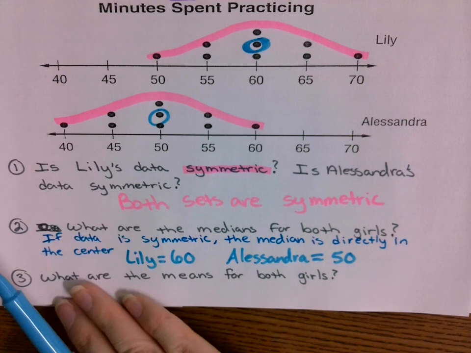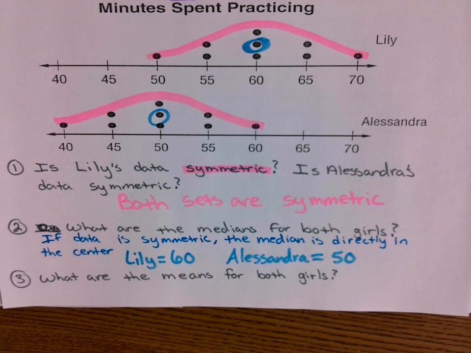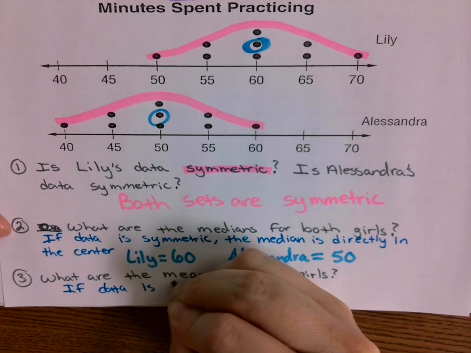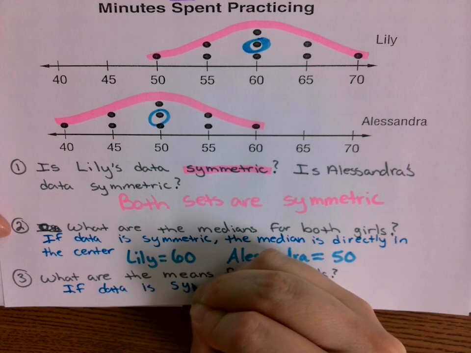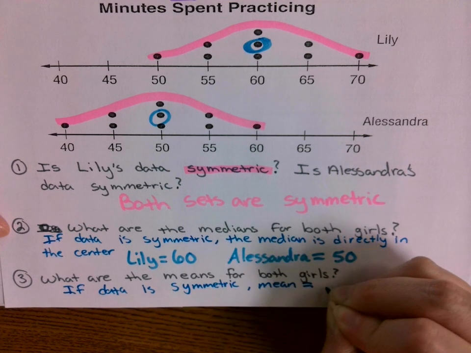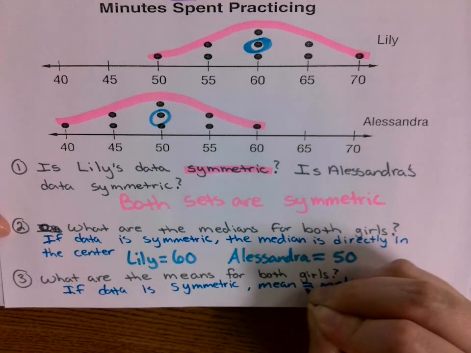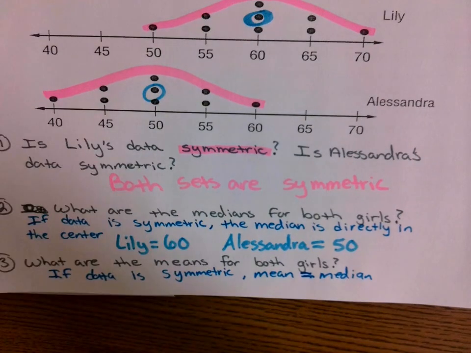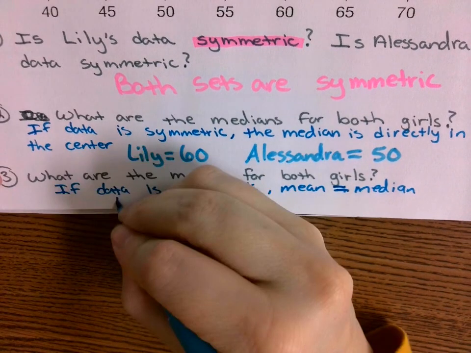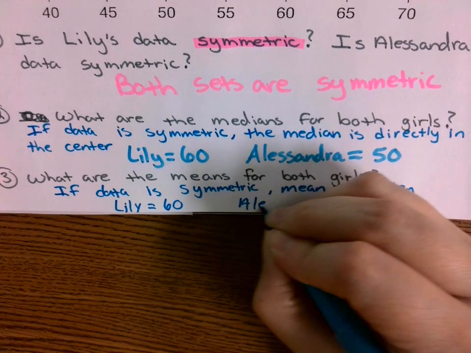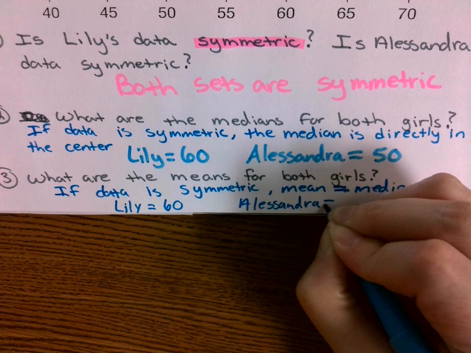Because of the symmetry, the mean and the median are equal. Write that down so that you remember it. If the data is symmetric, mean will equal median. If the data is symmetric, the mean and the median will be the same. So that means Lily has a mean of 60 and Alessandra has a mean of 50. Okay, get that copied down.